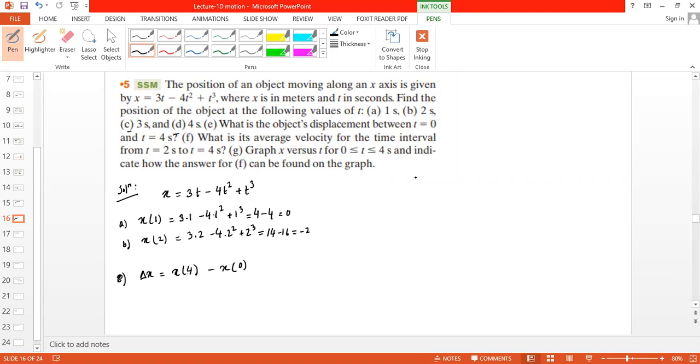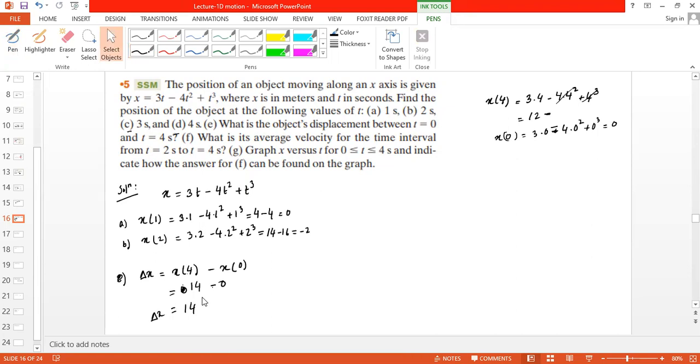X of 4 means what? Say x of 4 equal to, what do you have to do? You just have to replace t by 4 here. So 3 into 4 minus 4 into 4 square, right? And then plus 4 cube. 12 minus, that's basically these are the same, 0. So x of 4 is 12, and x of 0 is basically equal to 3 into 0 minus 4 into 0 square plus 0 cube. That is basically equal to 0. So x of 4 equal to 12, minus 0. So my delta x or displacement is equal to 12. Clear?